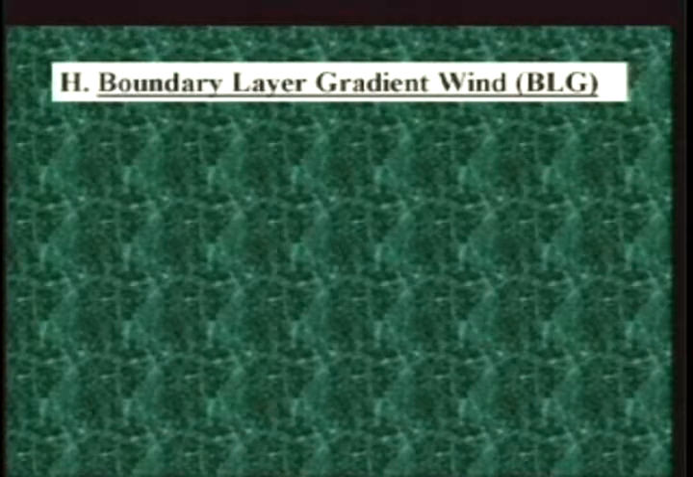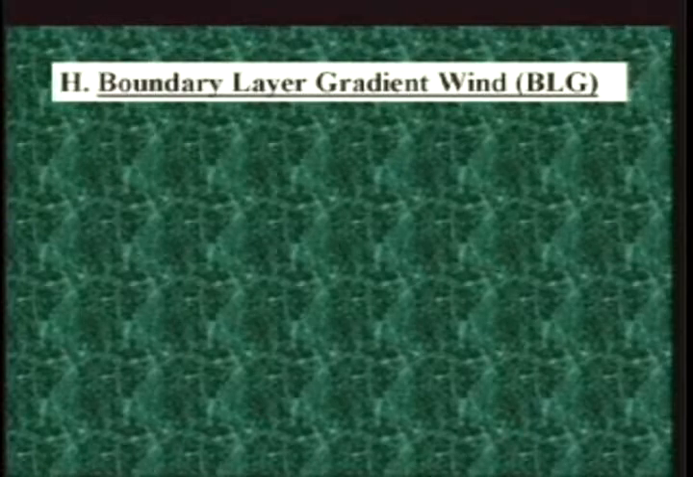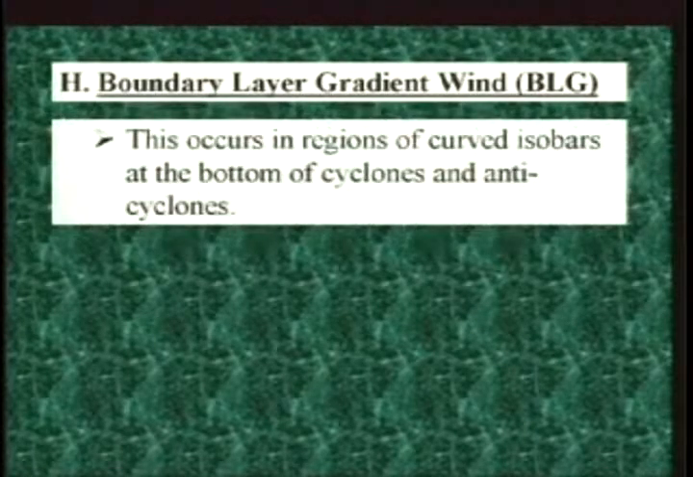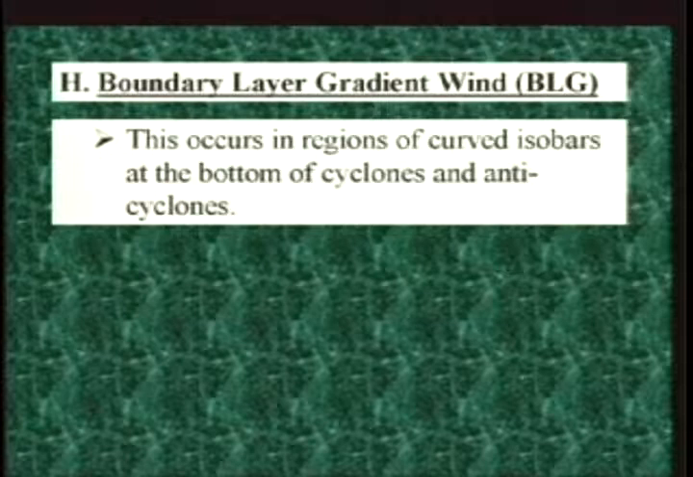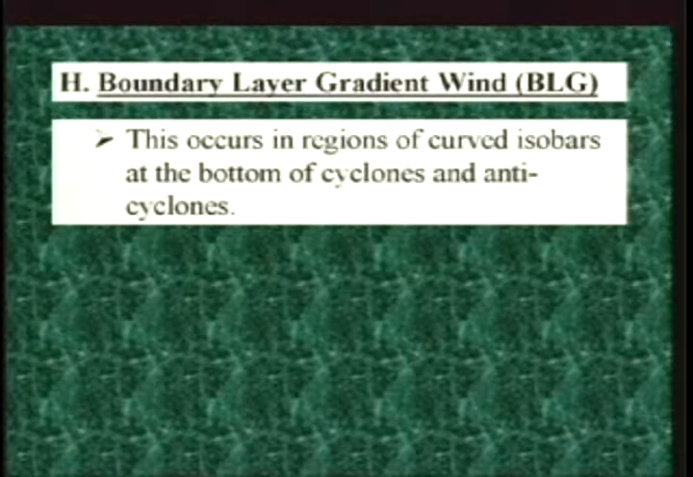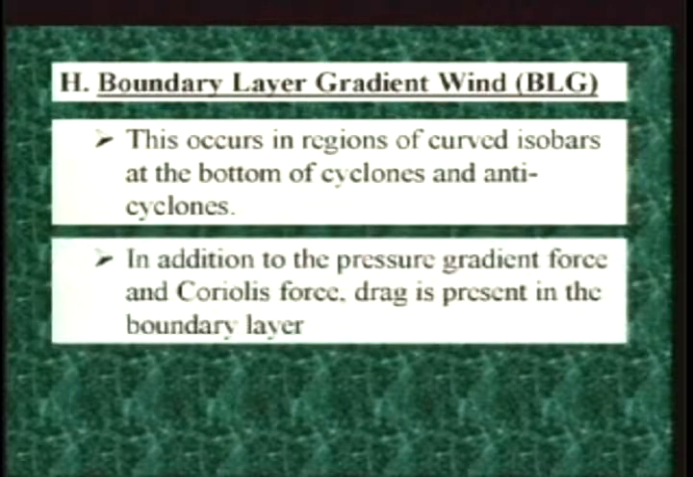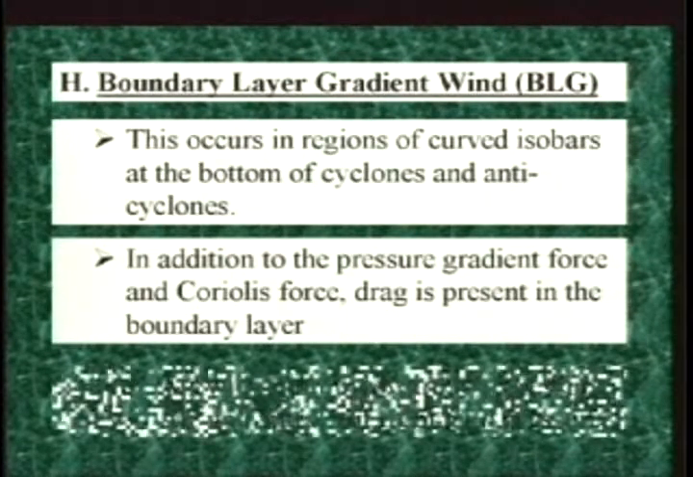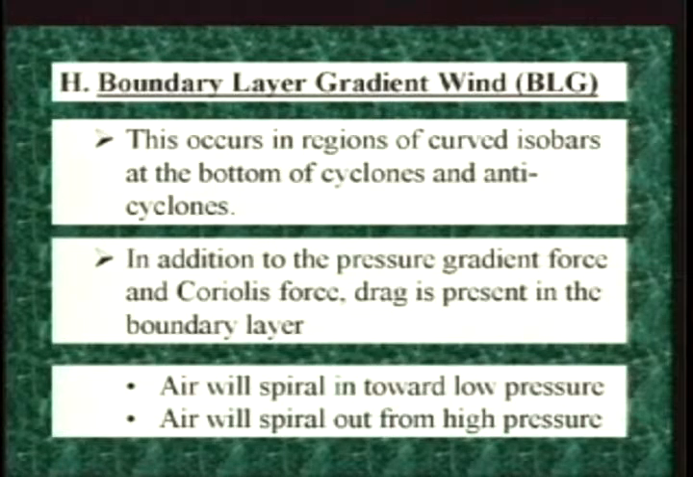We also have our boundary layer gradient wind. What is that? This occurs in regions of curved isobars at the bottom of cyclones and anticyclones. So when we're dealing with a curved flow, we're dealing with a gradient wind in the boundary layer. In addition to the pressure gradient force and Coriolis force, drag is present in the boundary layer, so we have to take that into consideration. Air will tend to spiral in toward low pressure, and air will spiral out from high pressure.